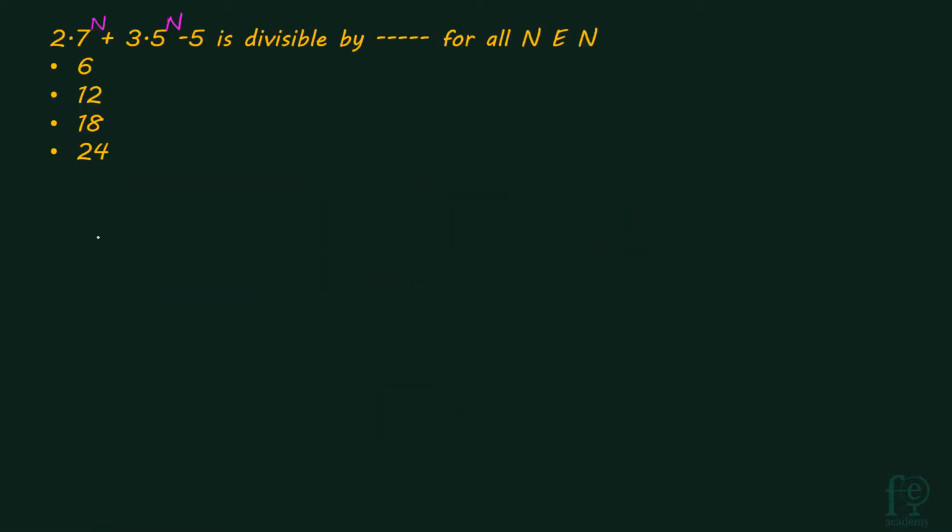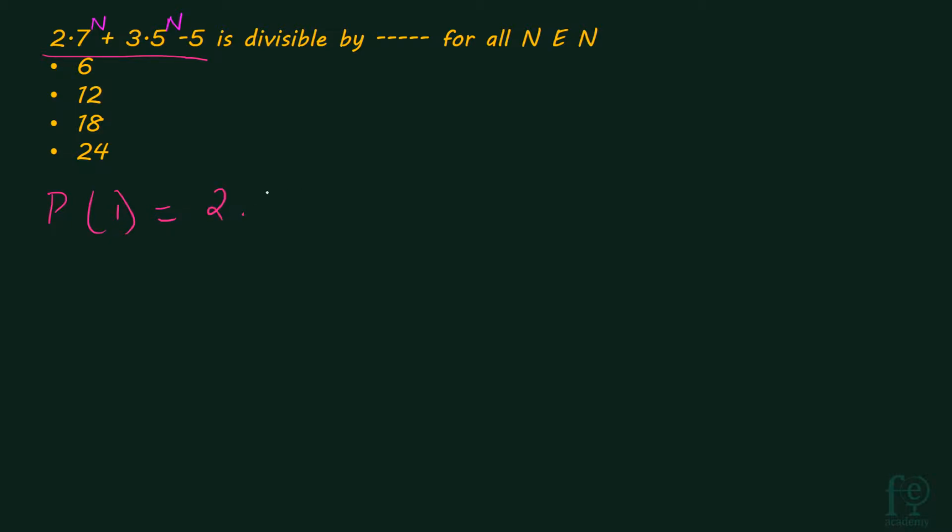8th question. 2 into 7 raised to n plus 3 into 5 raised to n minus 5 is divisible by dash for all capital N belonging to natural numbers. So when you are seeing this question for the first time without any practice or without any idea of mathematical induction, you will be very confused. Okay, so if you know this principle, it is very easy. You just have to check out P of 1 here, because there is no option none of this.